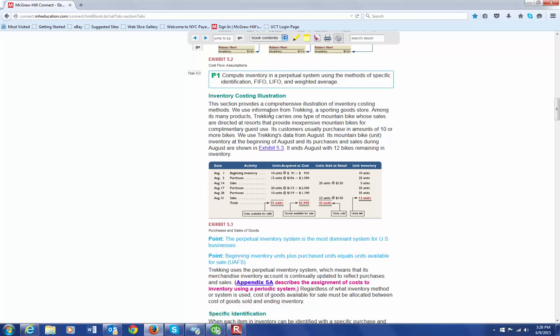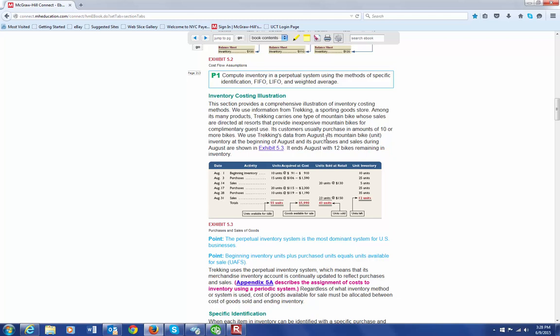Okay, this next section provides a comprehensive illustration of inventory costing methods. They're talking about a specific company in this case, a company called Trekking. They carry one type of mountain bike whose sales are directed at resorts that provide inexpensive mountain bikes for complimentary guest use. Its customers usually purchase in amounts of 10 or more bikes.